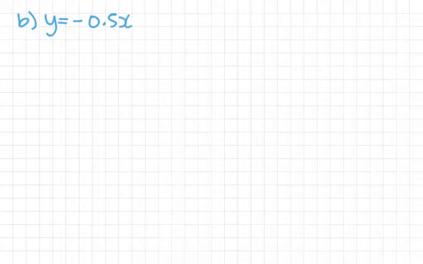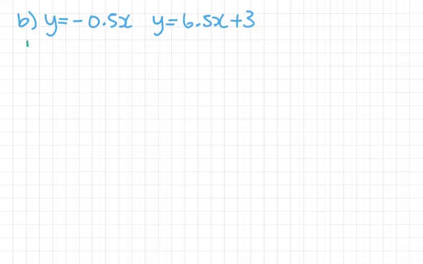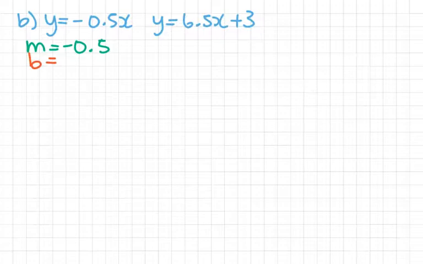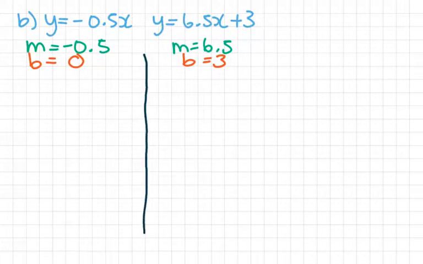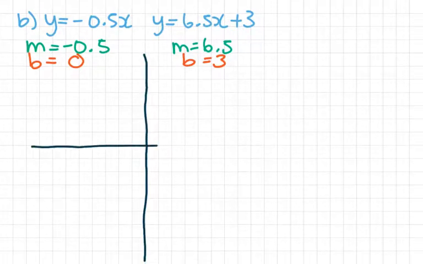All right, B. Y equals negative 0.5x and y equals 6.5x plus 3. So first the slope equals negative 0.5, and then the y-intercept, it's not there, which means it's 0. For this one, the slope is 6.5, and the y-intercept is 3. So I'm going to draw my graph. Always draw the y-intercept first, and then use the slope to tell you where to go.